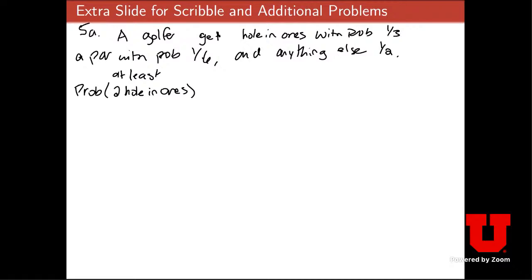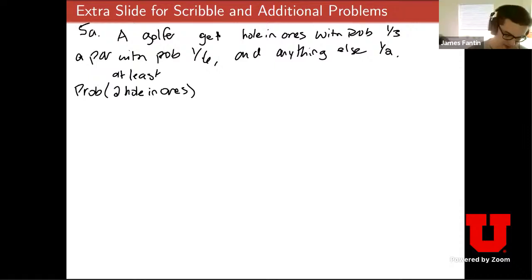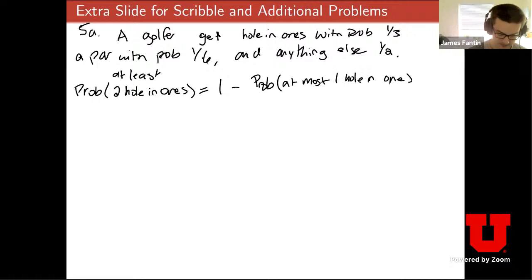You could just find the complement and then subtract that from 1. Sure, that's certainly right. So the probability we get at least 2 hole-in-ones is 1 minus the probability that we get at most 1 hole-in-one. Now, how do we find this one?